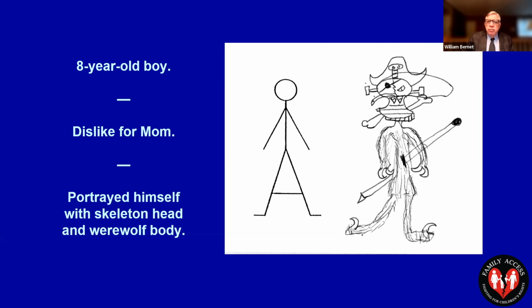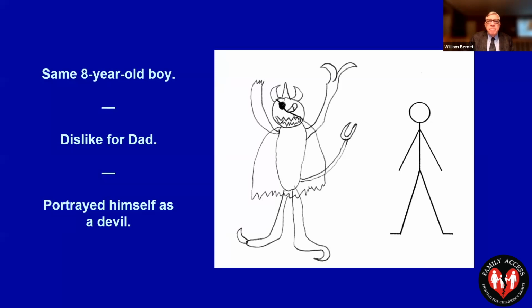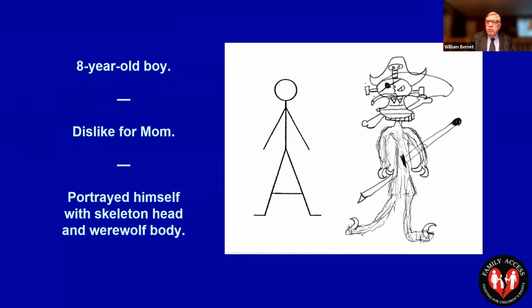And this is a picture of a werewolf and a skeleton. And this is basically conveying his dislike for his mother. And this one is displaying his dislike for his dad. This is a picture of a devil. You have to admit, both of these pictures involved a certain amount of effort. I mean, this boy was only 8 years old, and both of the pictures have a certain amount of detail in them. And these pictures would be described as bizarre if you're trying to classify pictures.